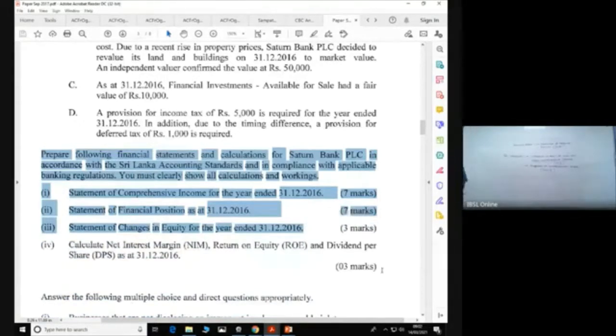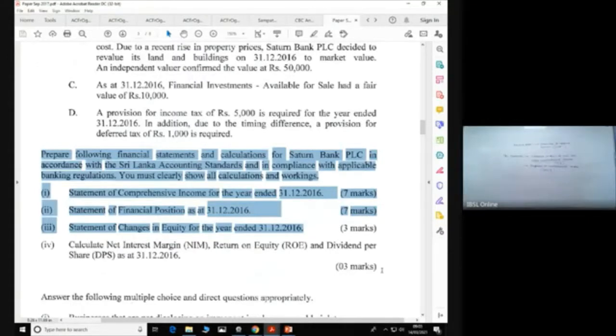Now you see, prepare following financial statements and calculations for Saturn Bank PLC in accordance with Sri Lanka accounting standards and compliance with applicable banking regulations. You must clearly show all calculations and workings. What is the requirement? Look at the first part. Statement of comprehensive income for the year ended 31/12/2016. So they call it as statement of comprehensive income. That is what I wanted to highlight.